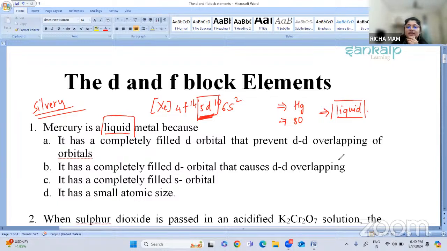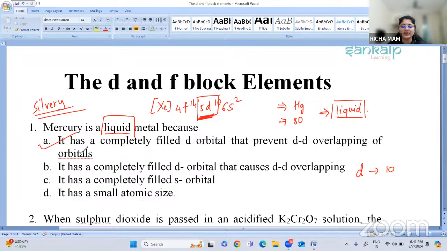But here you can see, in d orbitals the maximum number of electrons which can be filled is 10, and already 10 electrons are filled. So why is it liquid in state? Because it has a completely filled d orbital. So A is the answer. Whoever has answered A, that is the answer.